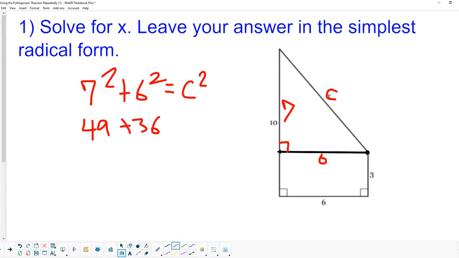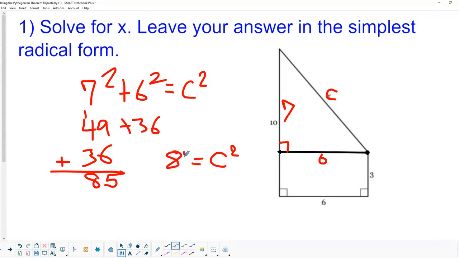and 49 plus 36, kind of line them up vertically here. So that's going to be 9 plus 6, which is 15. 4 plus 1 is 5, plus 3 more is 85. So c squared equals 85. Or if we do the square root of both sides, c equals the square root of 85.